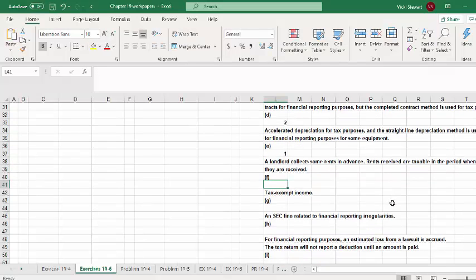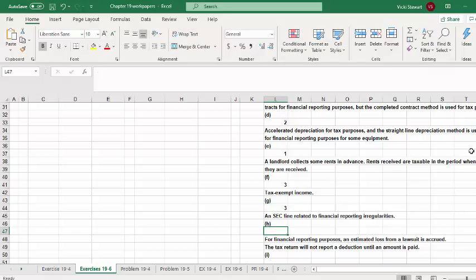F states that there is tax-exempt income. So we know when there's tax-exempt income, that is 3, a permanent difference. G states that there is an SEC-related fine for financial reporting irregularities. So we know that fines are not deductible on the tax return, but they are deductible for financial purposes. So this is going to be, again, a permanent difference.